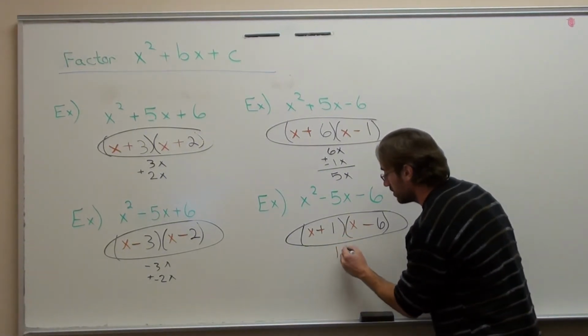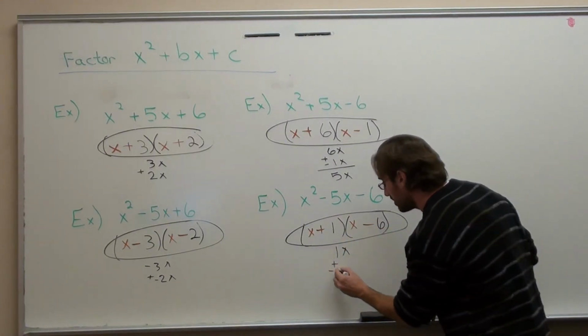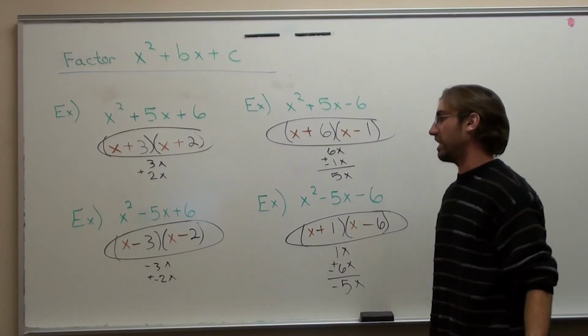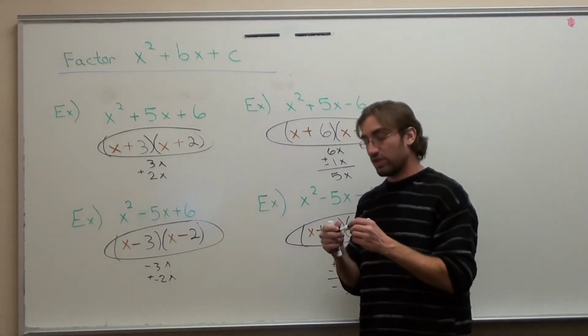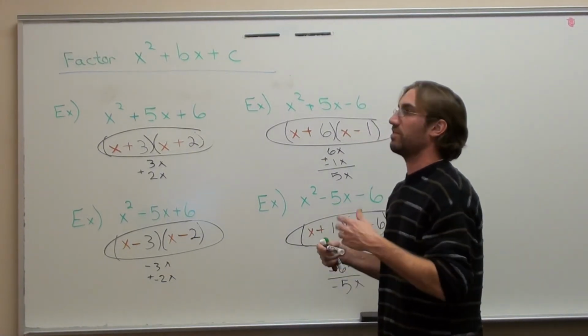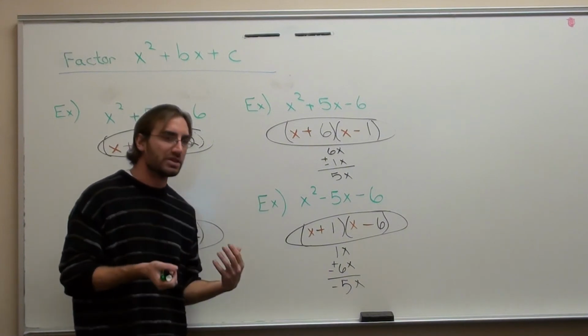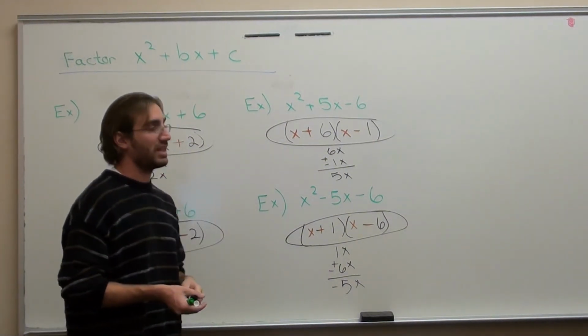1 times x, 1x, plus x times negative 6, negative 6x, equals negative 5x. But these are the answers. When you factor, those are the answers. If they're equations, you have to go a step further, which we'll actually do in our next lesson. I'll try one more problem and see if you can do it. You should actually pause it before I go over it to see if you get the same answer that I do.